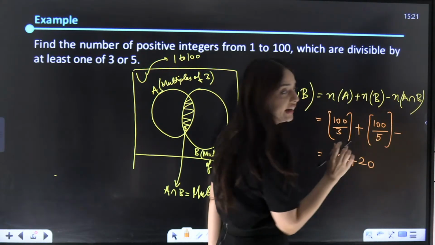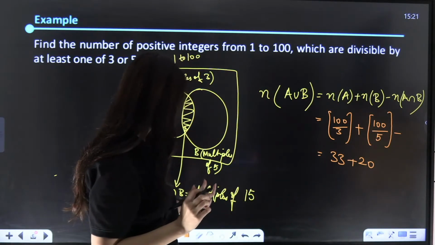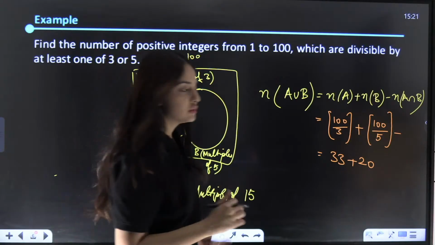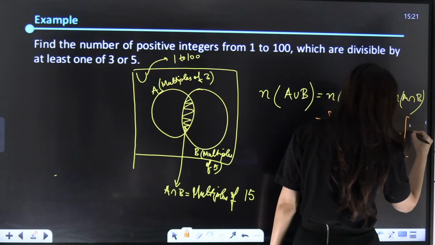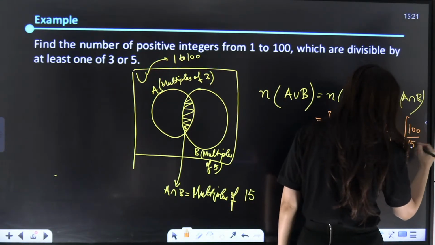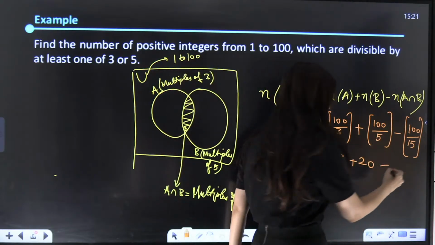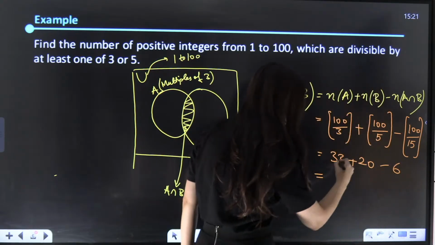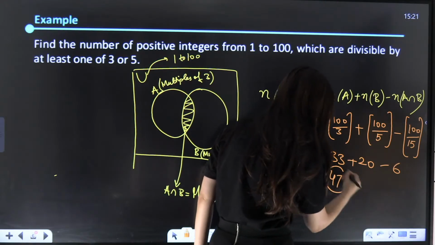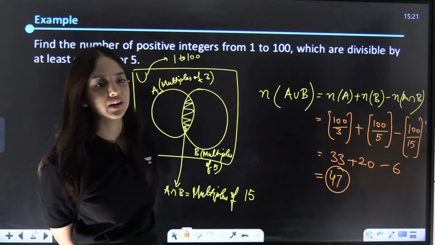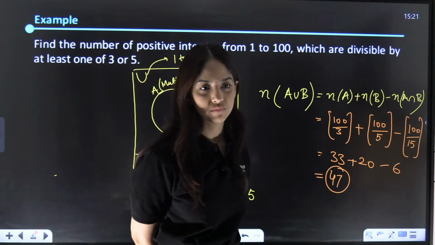Minus n of A intersection B. A intersection B is multiples of 15. So, how many multiples of 15 are here? 100 by 15, greatest integer, which is 6. So, finally, we get our answer. So, yes, you were getting the right answer. Very good.